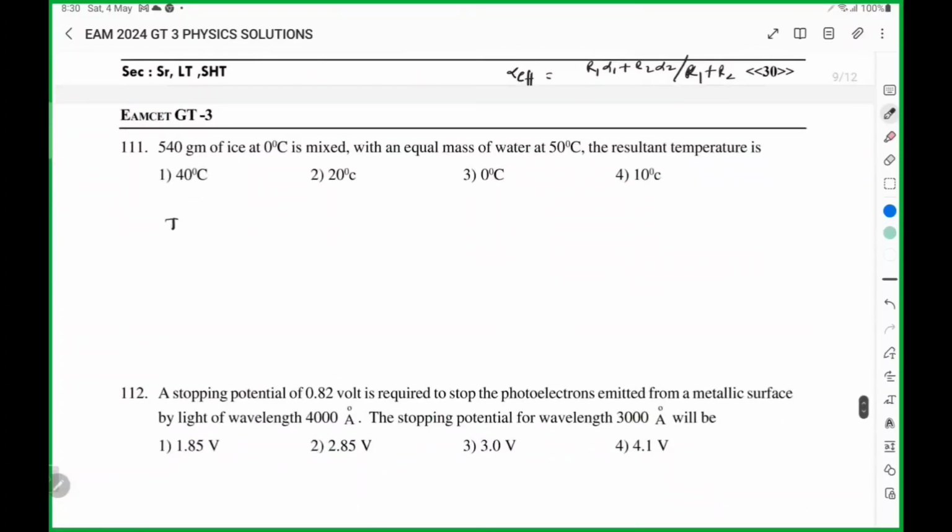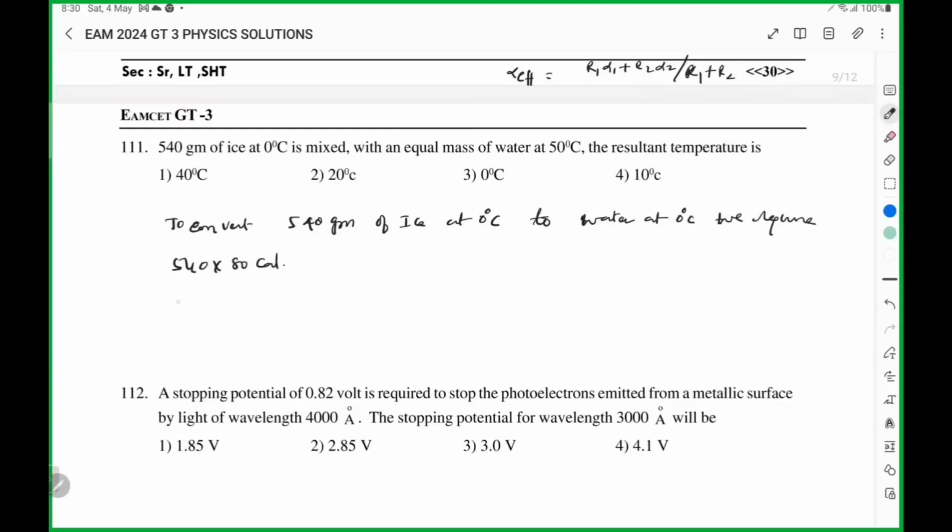To convert 540 grams of ice at 0 to water at 0, we require 540 into 80 calories.